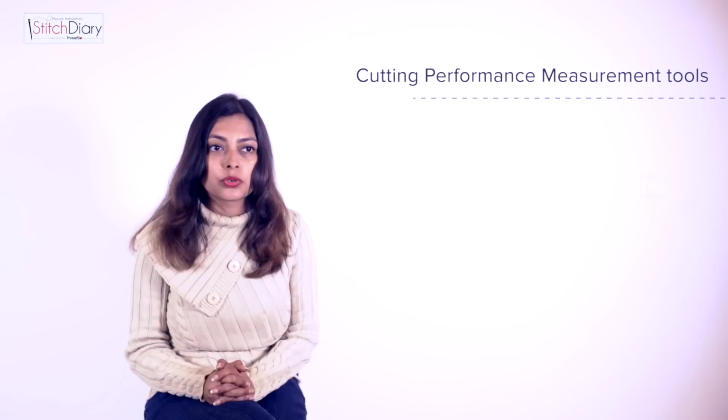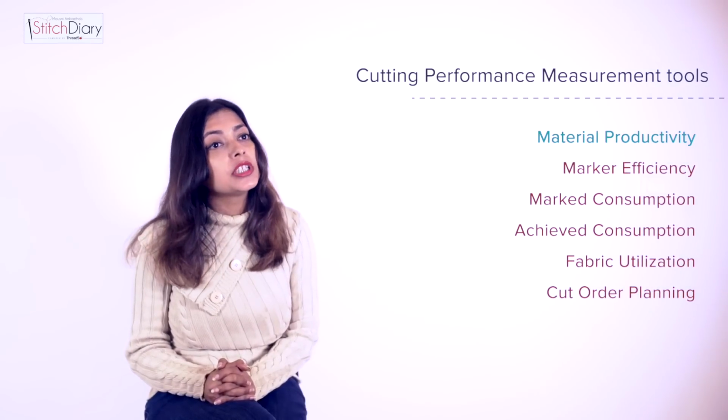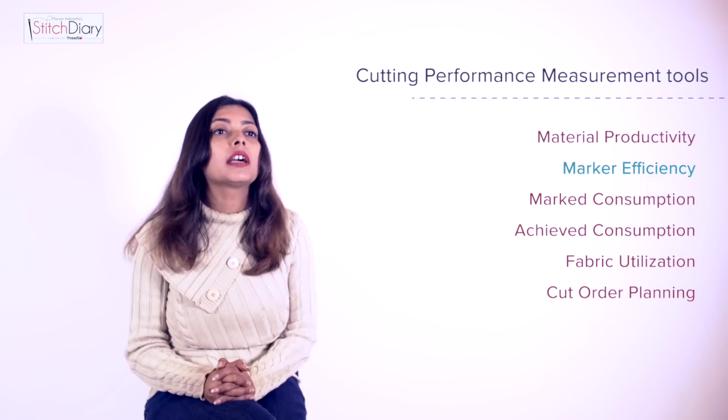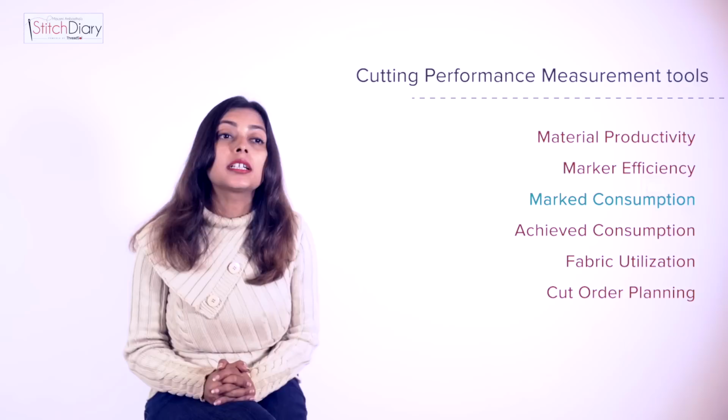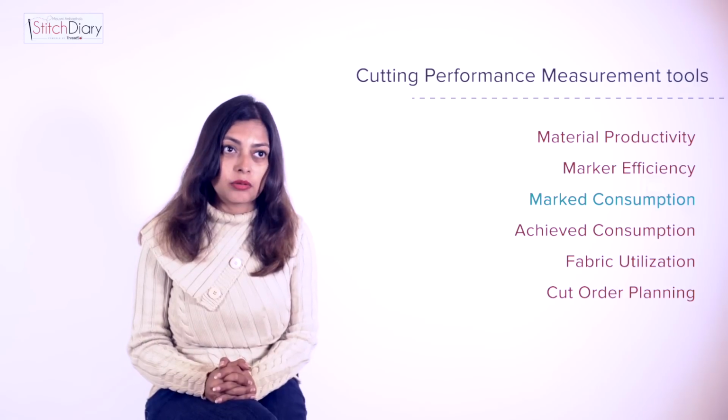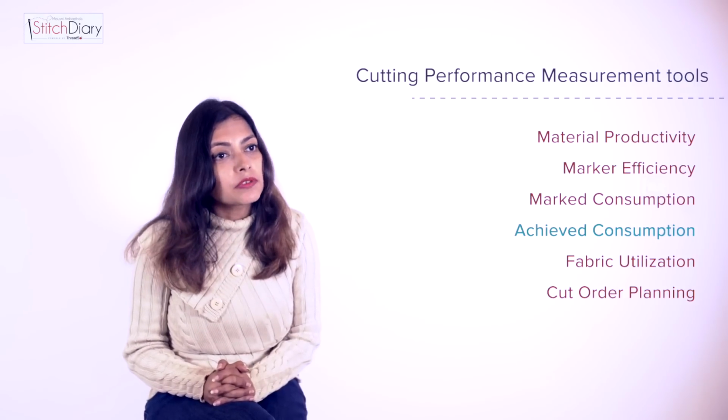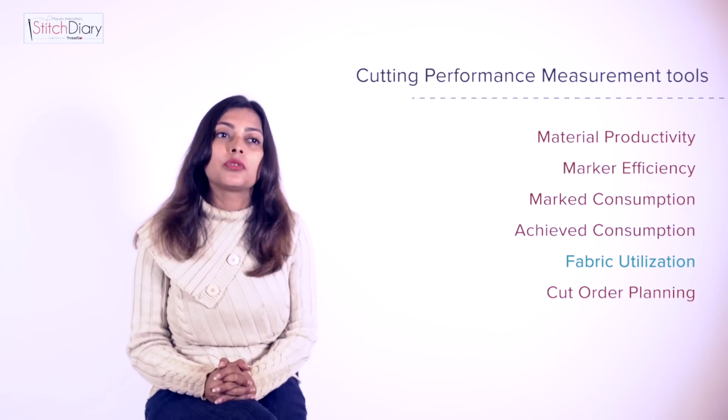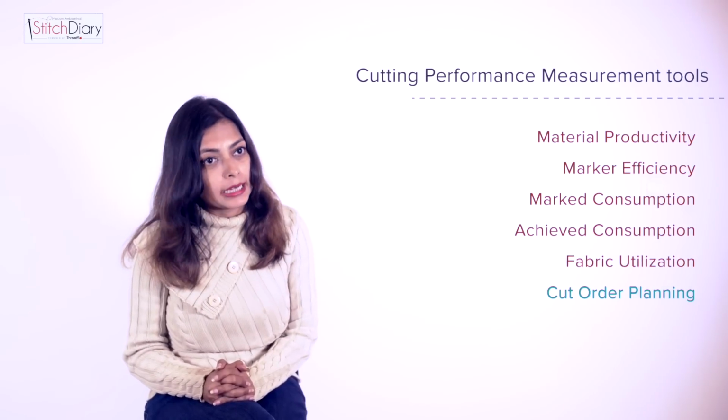In this video, we are going to focus on various performance measurement tools which will be focused towards the cutting department, but mainly focusing on fabric as it is the costliest resource. The performance measurement tools that we are going to talk about are material productivity, marker efficiency, marked consumption or lay consumption, achieved consumption, fabric utilization and cut order planning.